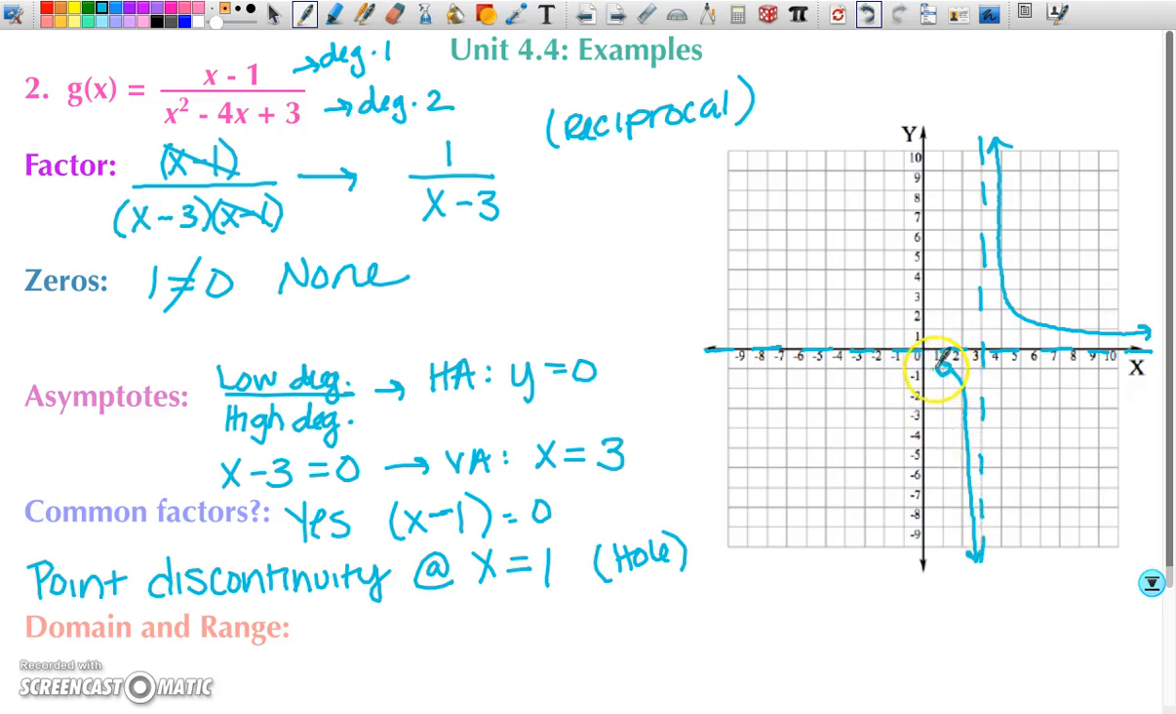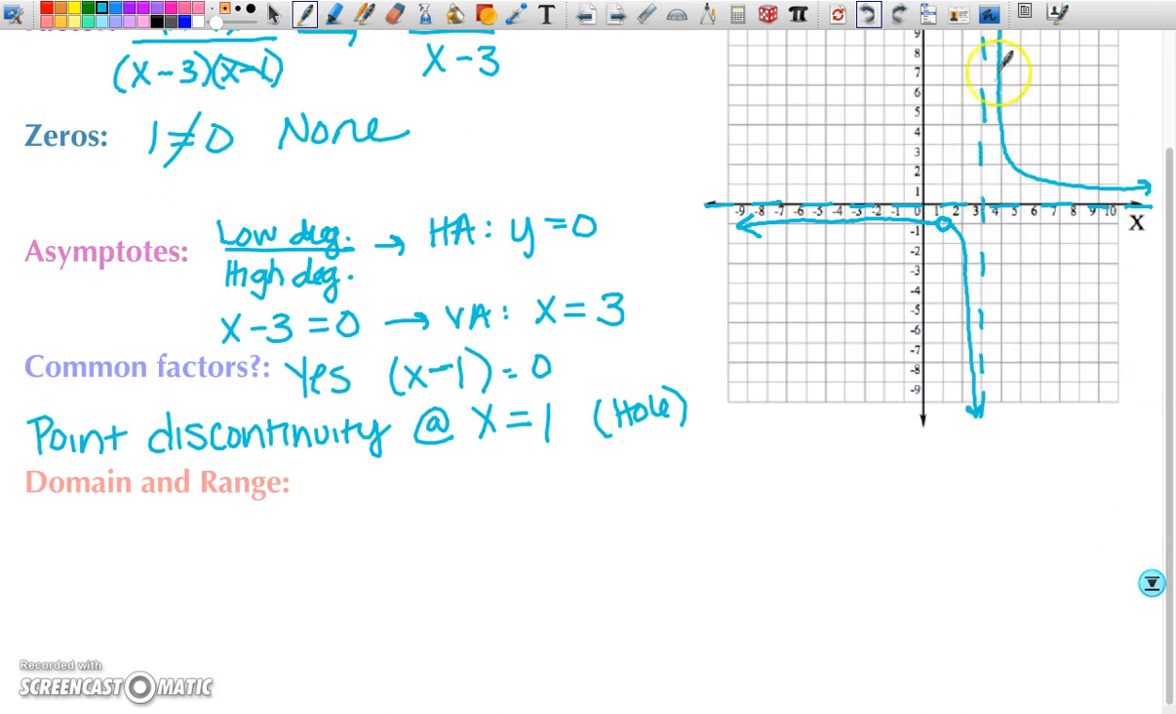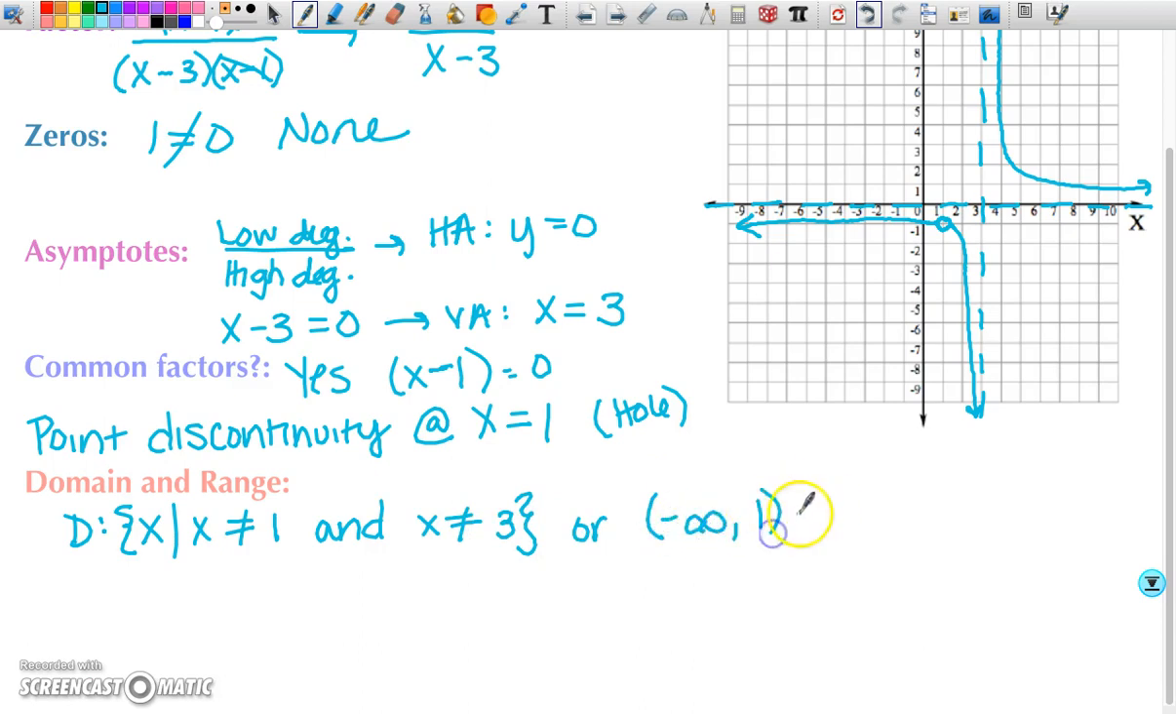And then we continue our graph that way. So here's what happens. We need to get our domain, which is not so bad because we know that our domain can't be 3 and it also can't be a positive 1. So domain would be x such that x does not equal 1 and x does not equal 3. So now when you go to put that into your interval notation, you have negative infinity to 1, union 1 to 3, union 3 to infinity.